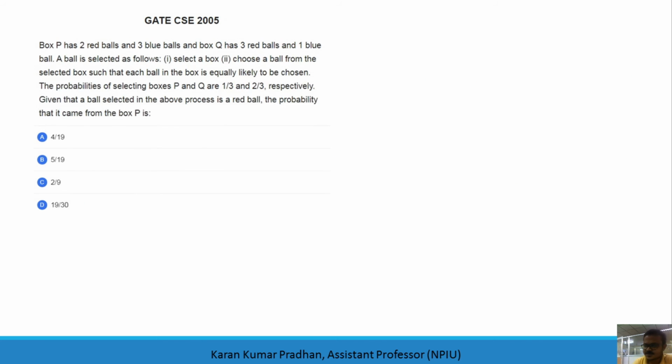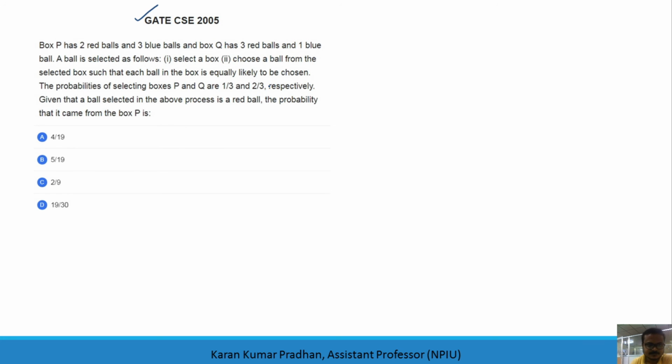So now this is a question which came in 2005 for CSE. Box P has 2 red balls and 3 blue balls. Box Q has 3 red balls and 1 blue ball. A ball is selected as follows: select a box, then choose a ball from the selected box such that each ball in the box is equally likely to be chosen.